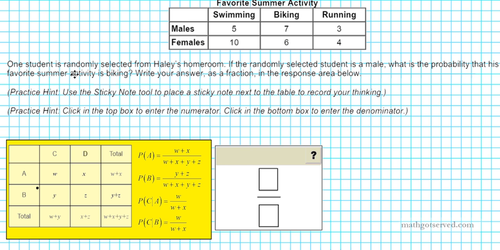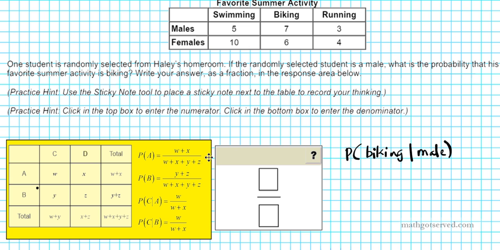But in this case, the question says, if the randomly selected student is a male, what is the probability that his favorite summer activity is biking? So we are finding the probability that a student's favorite activity is biking, given that that student is a male. Okay, that's called conditional probability. So what we're calculating in this problem is the probability of having a biker, or biking, given that the student is a male.